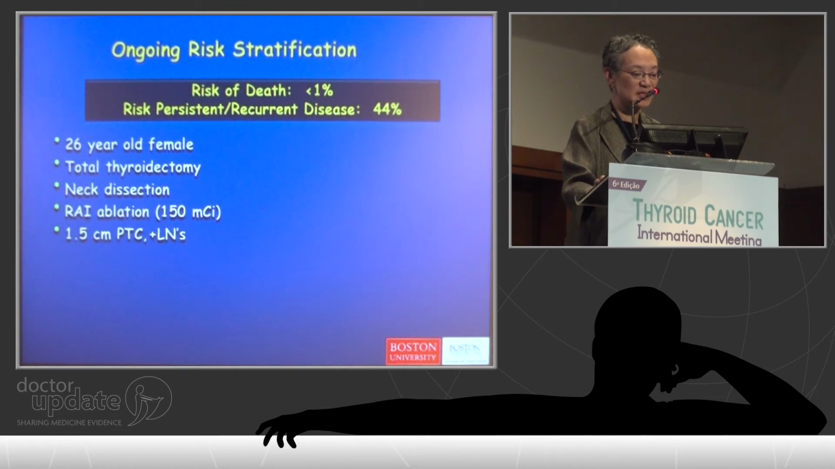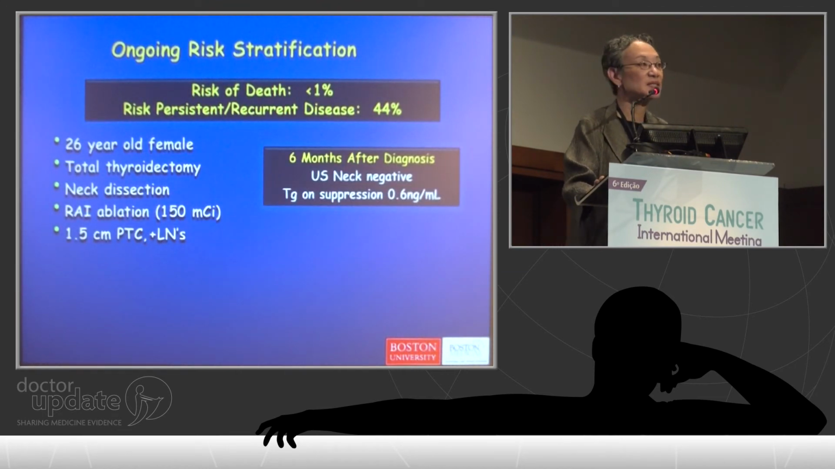Okay, going back to our patient. So 6 months later, she comes back in, her ultrasound is negative, and her TG on suppression is 0.6. So it's not 0, but it's pretty early on. It could continue to fall, and that typically is what happens with a lot of patients.